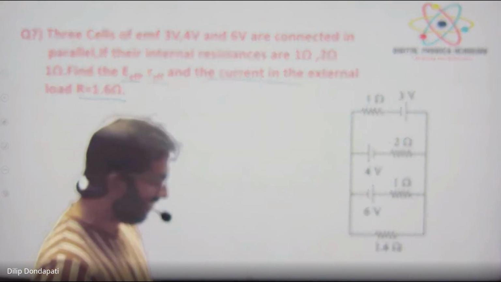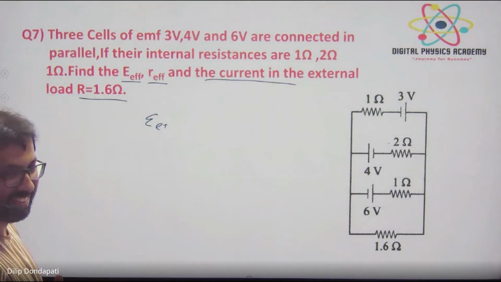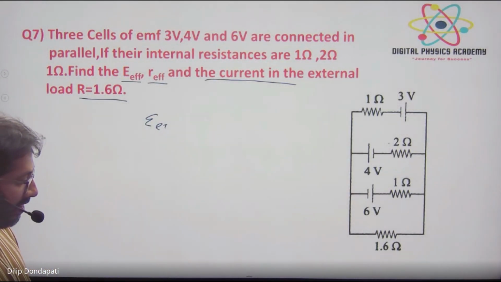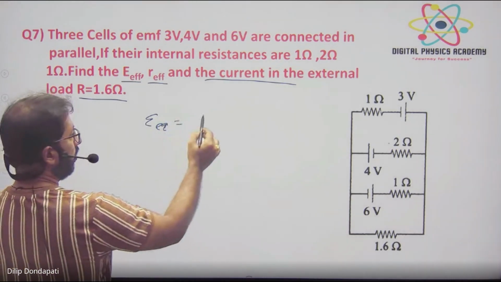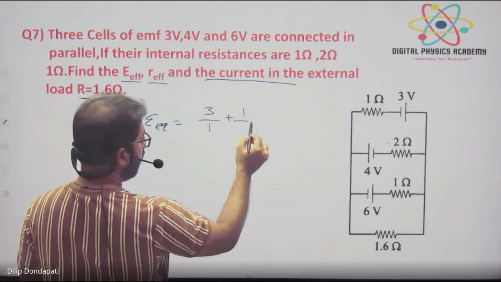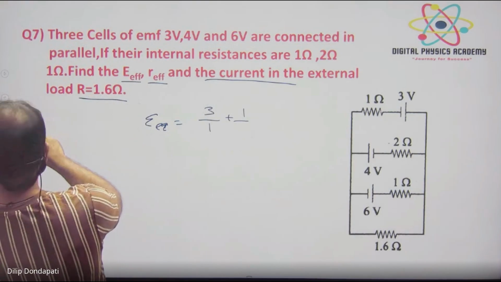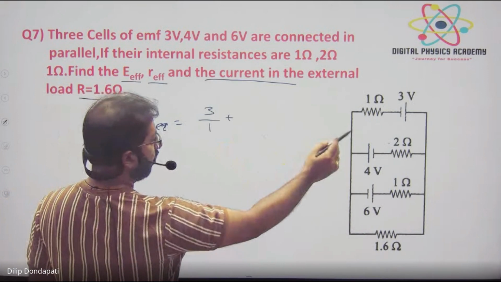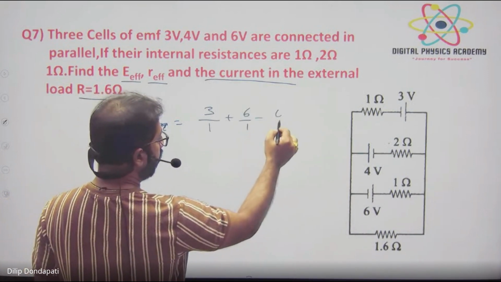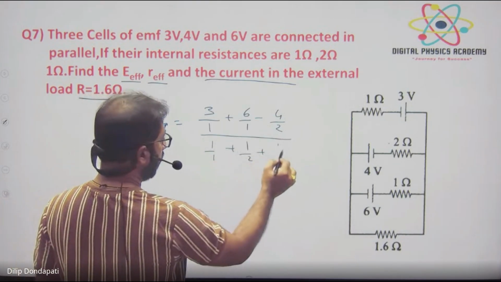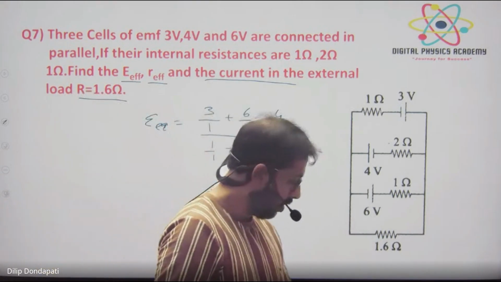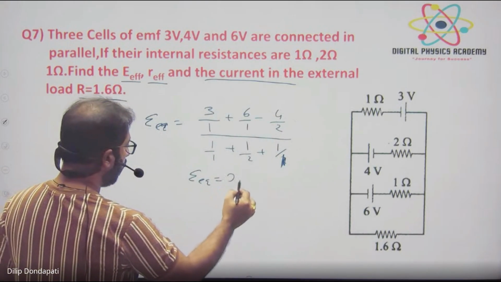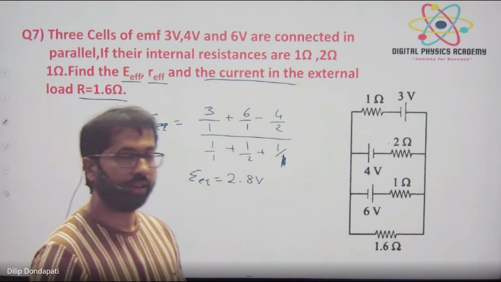Next. Find the current. 3 by 1 plus 6 by 1. Current is 35/4, or 25/4, no? 35/4, how much will it be in decimal? E1 by R1 plus E2 by R2 minus 4/2, by 1/1 plus 1/2 plus 1/1 plus 1/1. Okay, if you solve, you get E equivalent as 2.8 volts. Now find R equivalent. How much current?